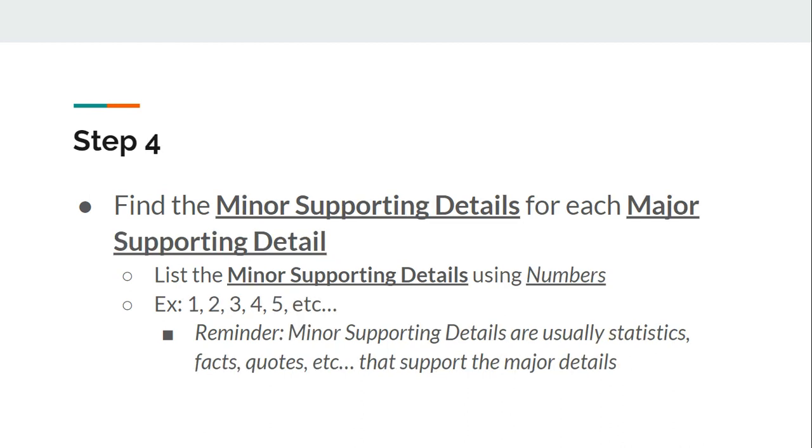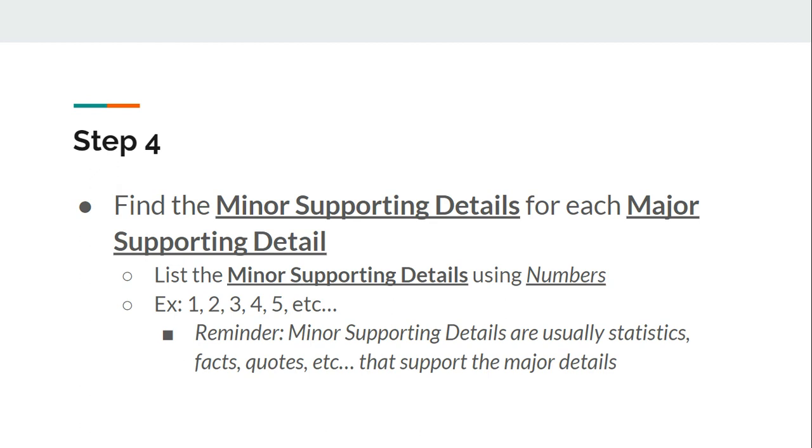Okay, and then step 4, you're going to find minor supporting details. So you have major supporting details and then the minor supporting details. And again, just referring back to chapter 2 and chapter 3, which were main idea and supporting details. In chapter 3, we talked about supporting details. Now, there's a difference between major and minor details. Major, yes, they usually have transitions, usually. Minor details are more so usually statistics, facts, quotes, and so on that support that major detail. They give you more information about it.